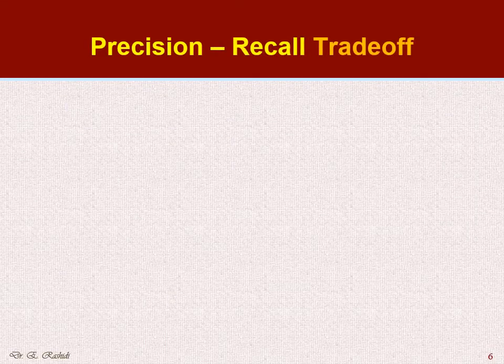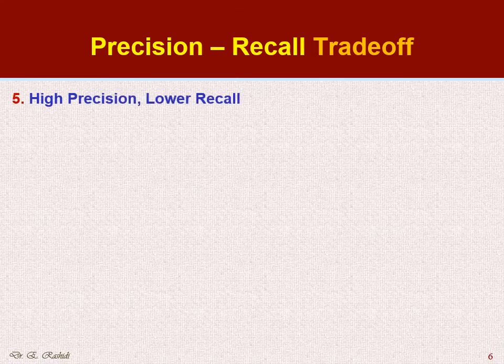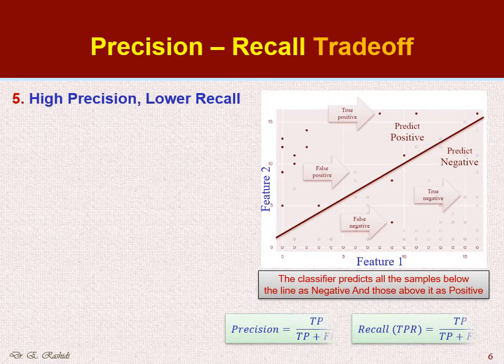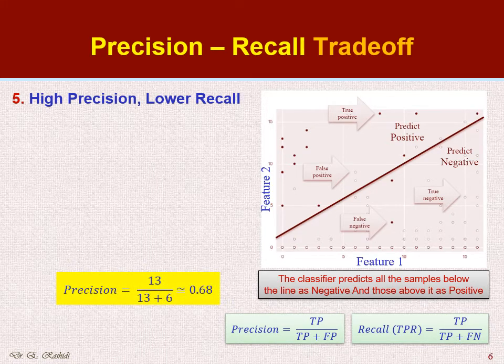Precision recall trade-off. Because there is a relationship between precision and recall, if you increase one, the other one would decrease and vice versa. So there is a trade-off. Let's go back to our example. Suppose we want to increase precision, which would lead to lowering the recall. In our email classification problem, we computed the precision and recall using this formula. The precision was 68% and the recall was 87%.